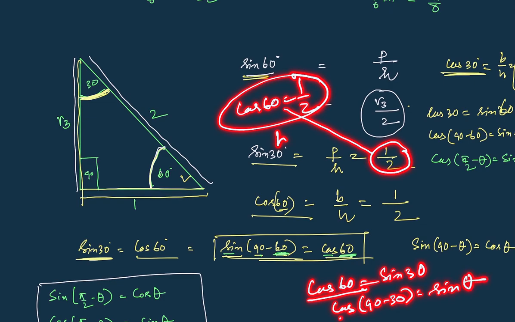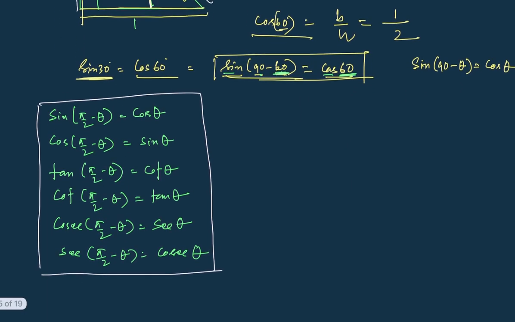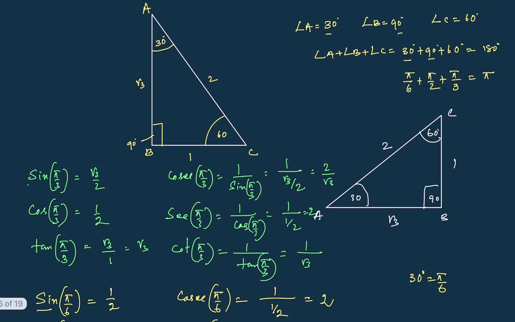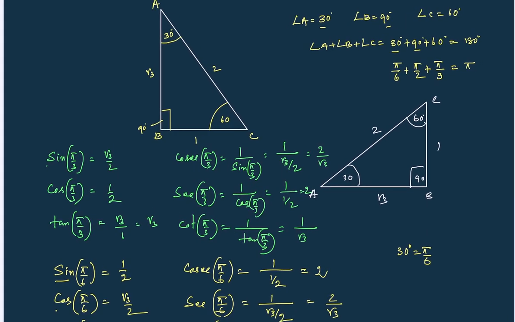So you can see here cos of 90 minus theta is equal to sin theta, here theta is 30 degree. So we can derive many formulas like this. Here this is the formula you need to remember: sin of 90 minus theta is equal to cos theta, cos of 90 minus theta is equal to sin theta. Like that, all these formulas that I have given you, you need to remember. Similarly, you can see here the sin 30 value, cos 30 value, tan 30 value, all the 30 degree values I have given. Okay, now you go for 45.